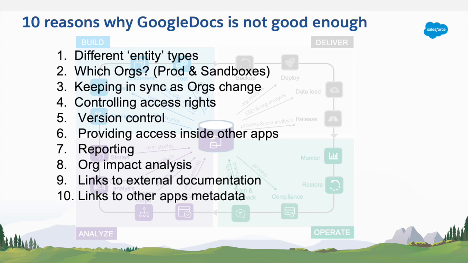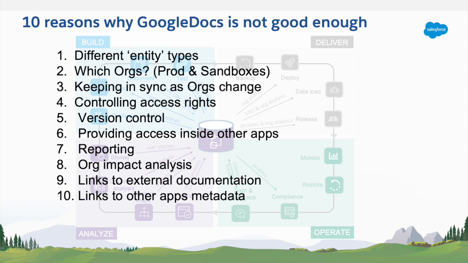First of all, we have a number of different entity types, these different types of documentation. Second question, which orgs? Are you going to document your production org or your sandboxes? What happens when you migrate from sandbox to production? What happens with the documentation? A proper metadata dictionary, something like Elements, actually will make sure that as you document a sandbox or a production and then you migrate changes through that implementation cycle, that documentation follows it. You don't have to try and document a particular sandbox and then document it again when it gets to production.